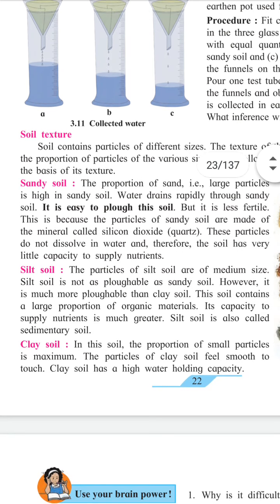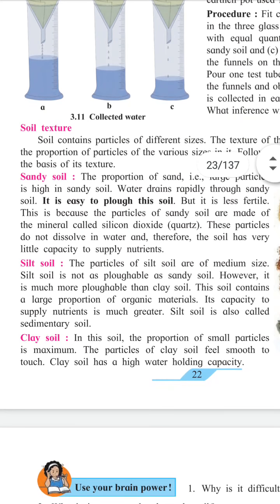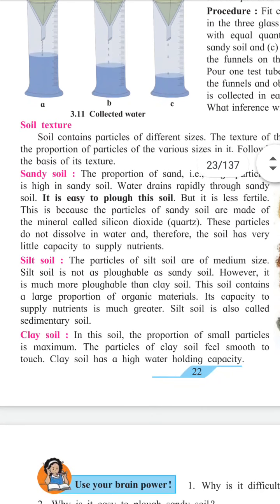Now the next one is silt soil. The particles of silt soil are of medium size. Silt soil is not as ploughable as sandy soil. However, it is much more pliable than clay soil. This soil contains a large proportion of organic materials. Its capacity to supply nutrients is much greater. Silt soil is also called sedimentary soil.